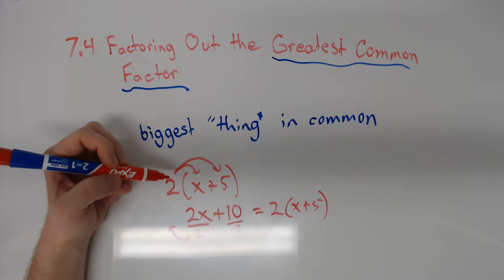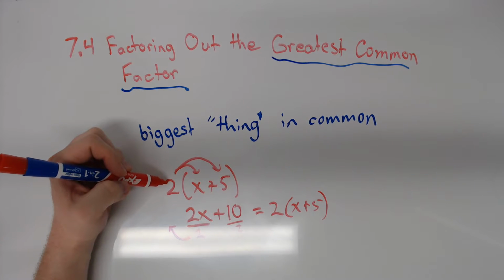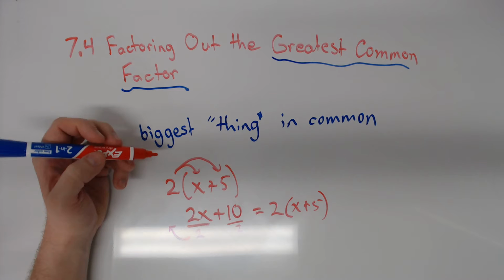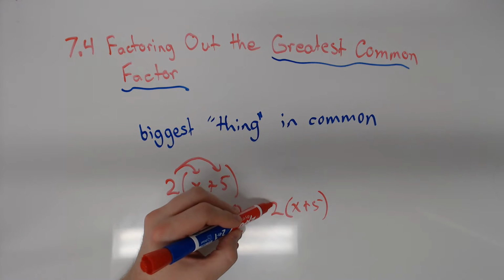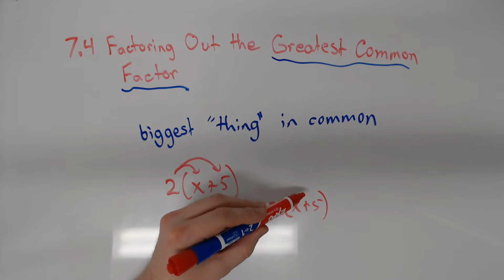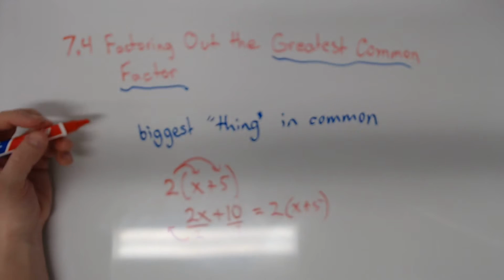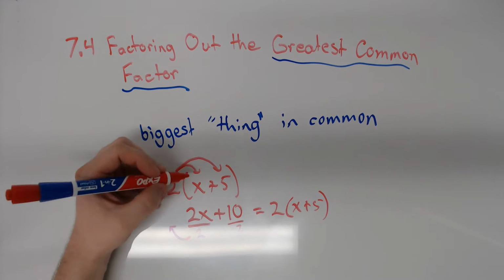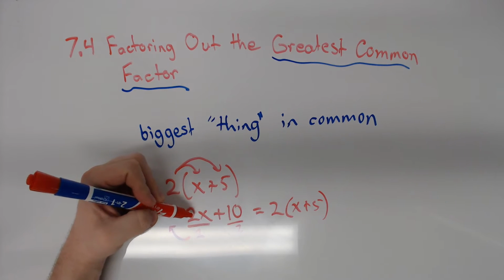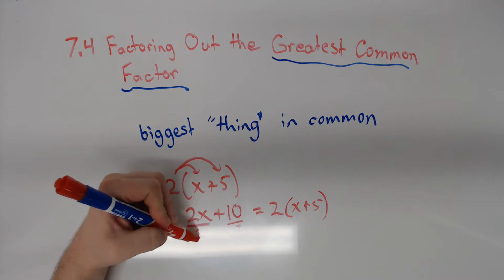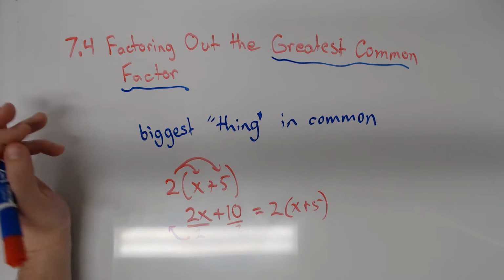So just like everything else we do in math, it has a way to undo itself. The distributive property multiplies by each term. Factoring out the greatest common factor divides something out of each term. All right, so this just gets us 2x plus 10 by distributing, and then if we do the exact opposite thing, divide each term by 2, it gets us back to where we started.